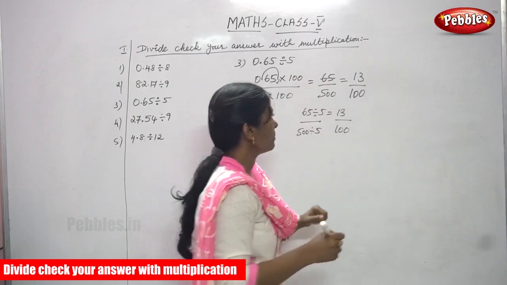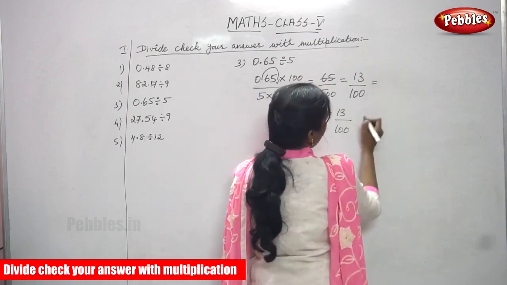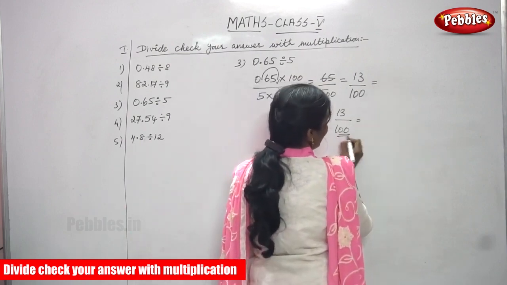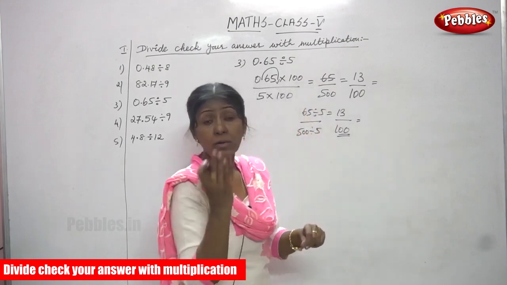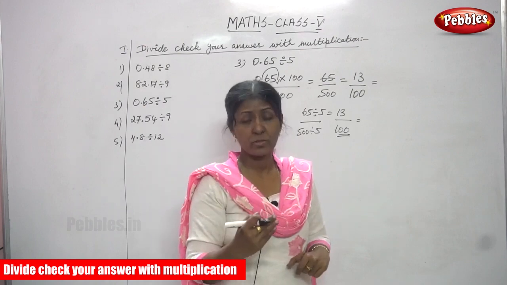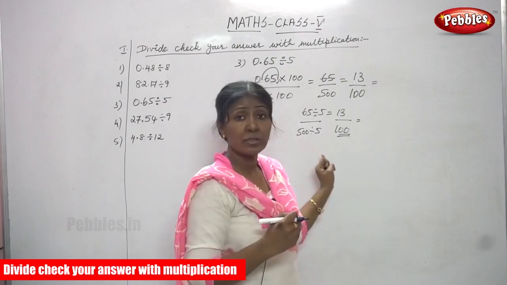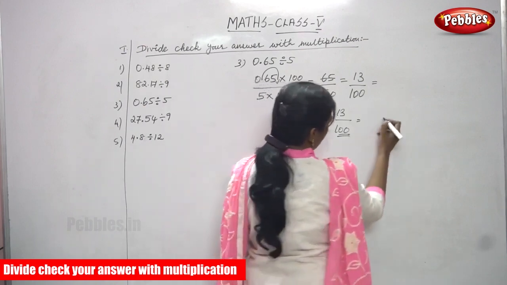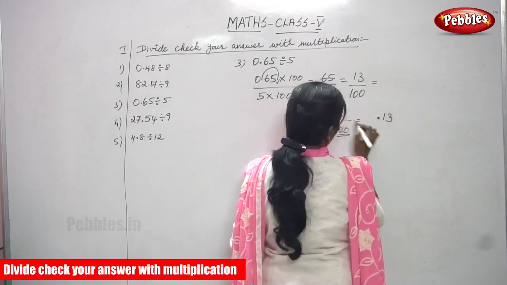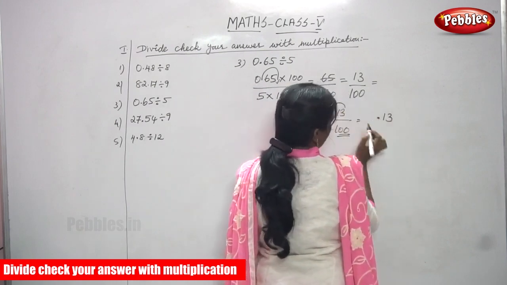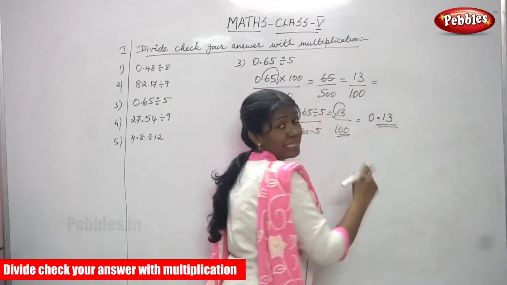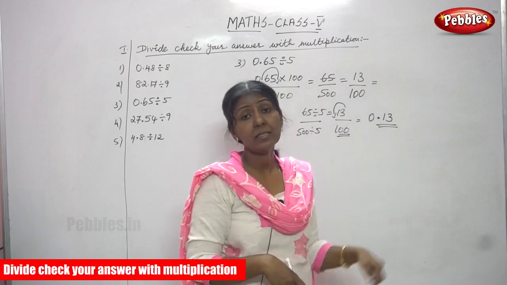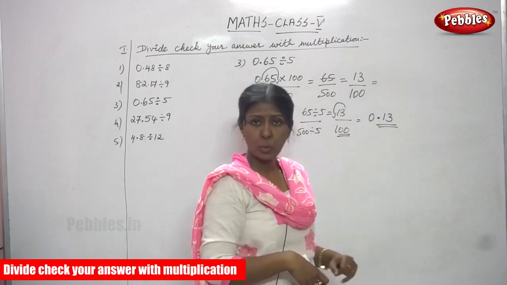So look at this number, 13 by 100. So what are you going to write? 13 by 100 means in the last how many digits? 2 digits are here. So while you go for division, move 2 places to the left. 13 point. After that you must add 0. This represents the decimal. So 0.13 is the answer for this question.